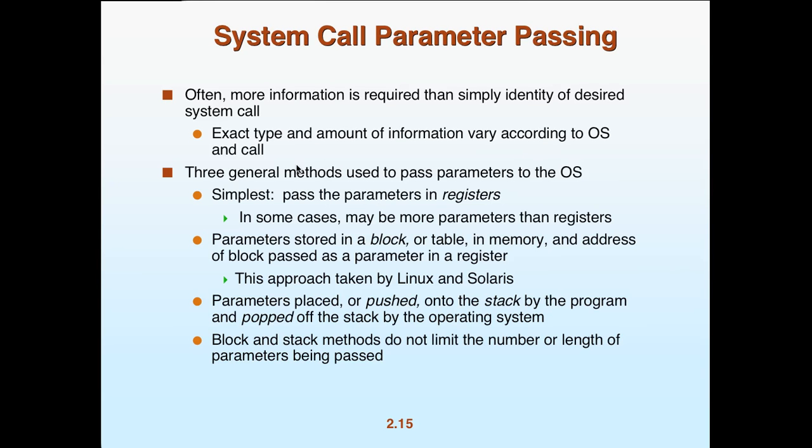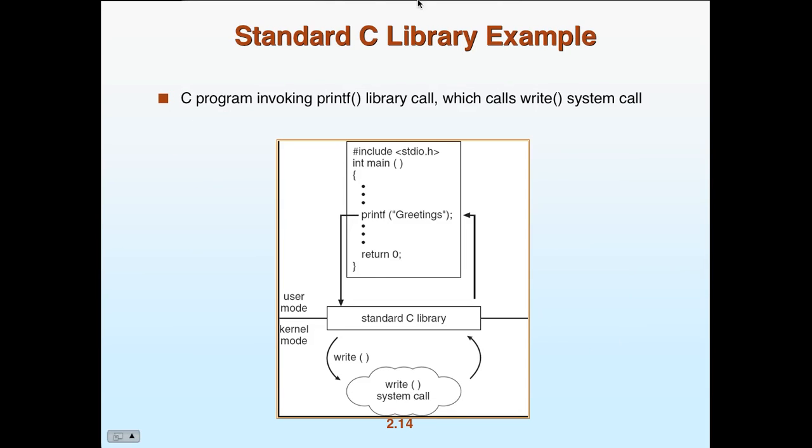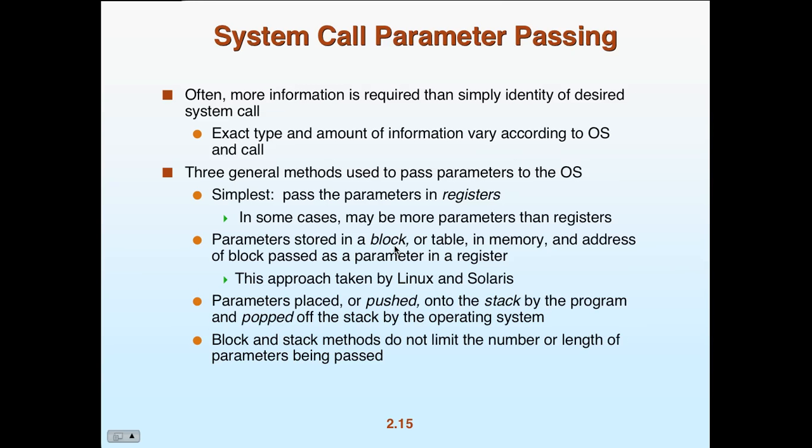So the system call parameter passing, this is when we take the parameter greetings and we send it to printf. So we have greetings as the parameter that's being sent. Often more information is required than simply to identify the desired system call. Instead, we extract the type, the amount of information. That's going to vary according to the operating system and the call. Some calls take one parameter, some take 2, 3. Depends on what we're doing.